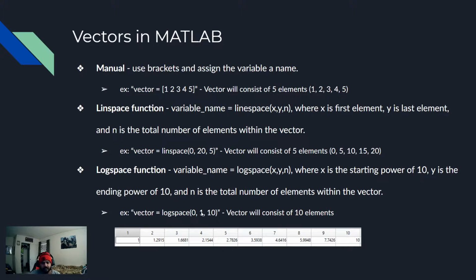So for example, let's say 0. So 10 to the 0, 1. So the first element within the vector would be 1. 10 to the 1, 10. The last element within the vector would be 10. And then we have 10 elements within the vector in total. So it would start counting up. So let's say 10 to the 0, then 10 to the point 1, etc., all the way up to 10 to the 1. And then it will output these specific elements based off of the power of 10.